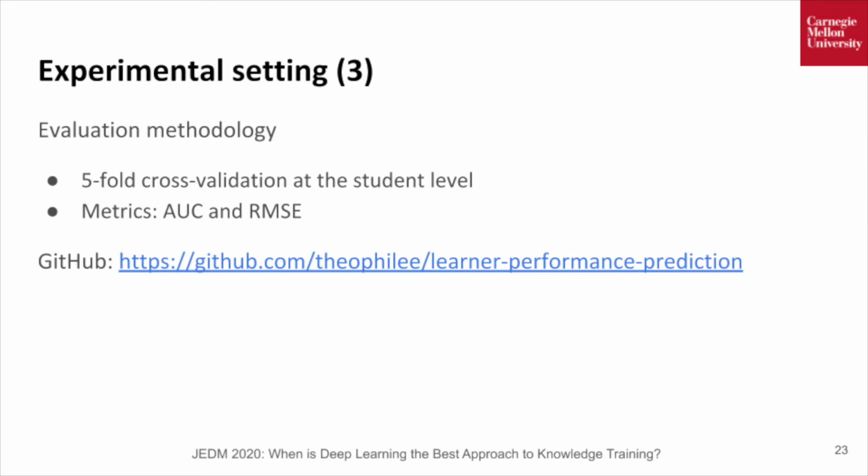In terms of evaluation methodology, we used 5-fold cross-validation at the student level. This means we split the student population into 5 groups and perform cross-validation on this basis. We report metrics across the entire dataset when each data point was in the test set once, and standard deviation across folds. We compare all approaches in terms of AUC, a measure of prediction accuracy, and root mean squared error. Our code and links to public datasets we use are available on GitHub.